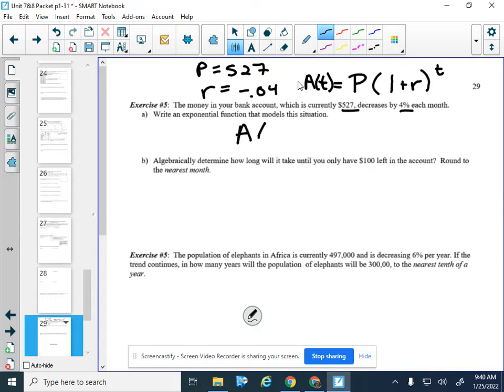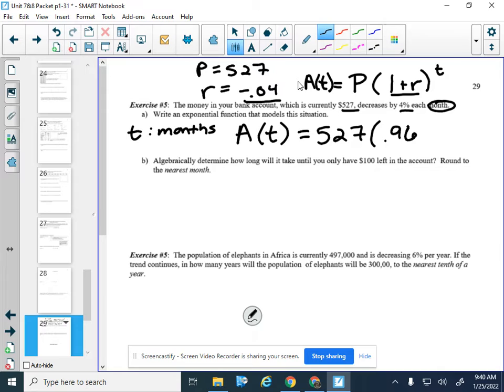So the amount after t, and in this problem, it's months. So I'm also going to write that t is months. So the amount after t months is 527 times 1 minus 0.04. So I'm adding a negative or subtracting, so that's 0.96 to the t.